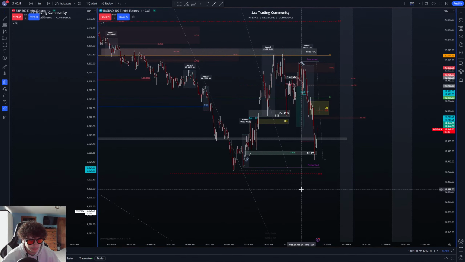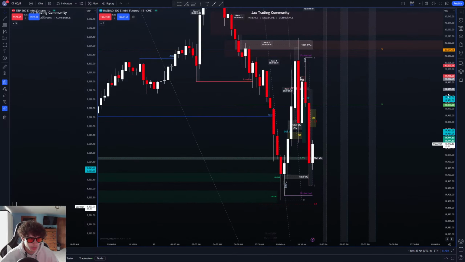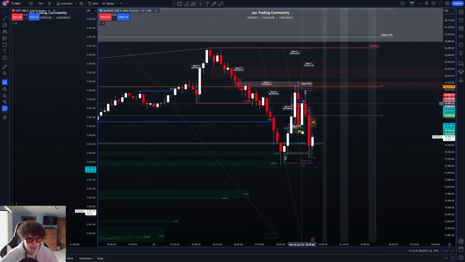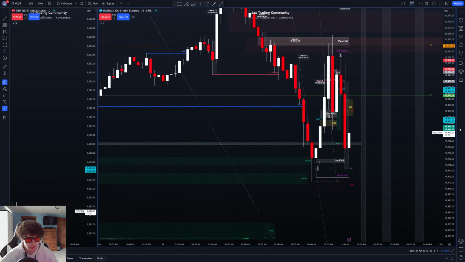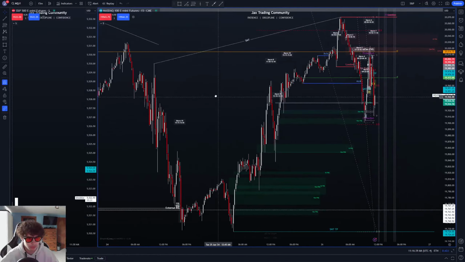Still looking at this SMT. We've reacted off. We are sort of rebalancing. So as you can see, we reacted off, rebalanced. After we rebalanced, we reacted off again. We could rebalance again, right? It's all fractal. Everything you see here is fractal.